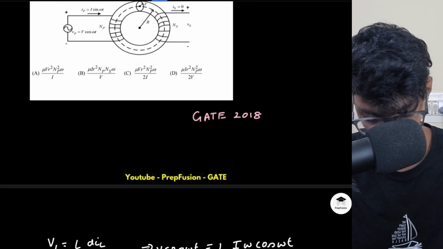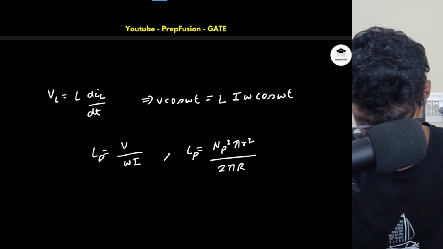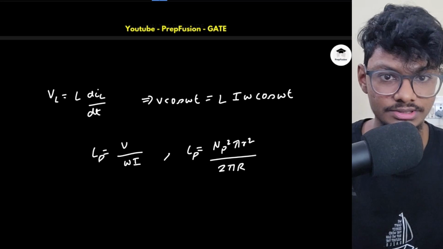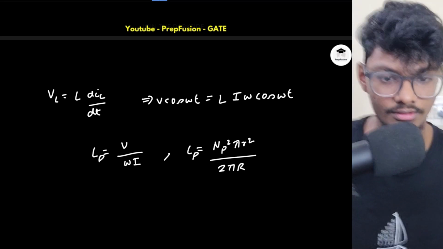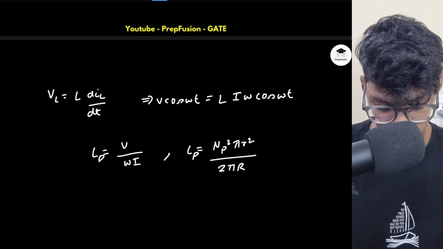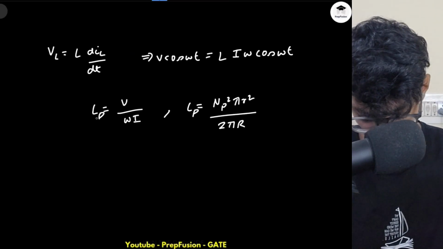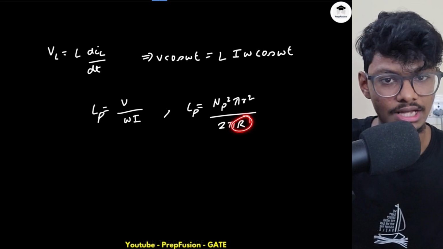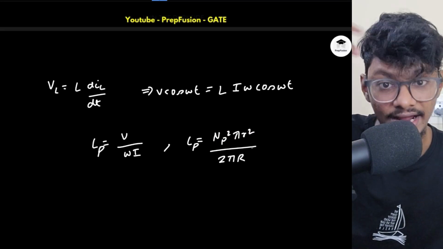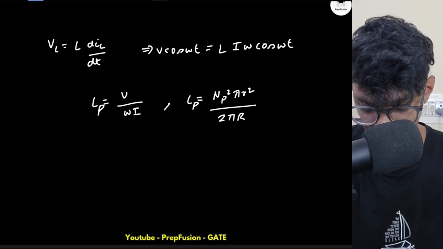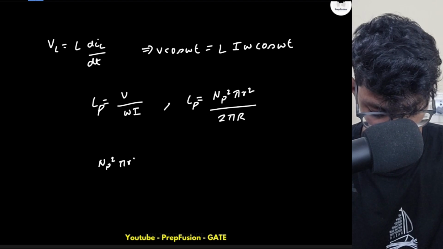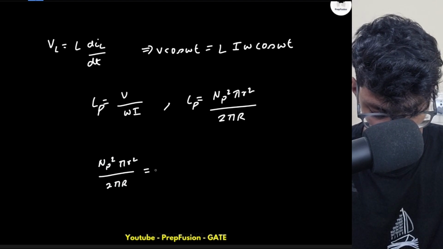So now I can simply replace this thing. Let me check if everything is fine here. Yeah, everything is fine. If I replace everything with this formula, I will be able to find out the R. Why did I replace LP? Because I have to find out the R, and I know only one formula where R is present. It's the inductance formula, so I will use that. So NP square pi small r square divided by 2 pi capital R equals V by omega I.